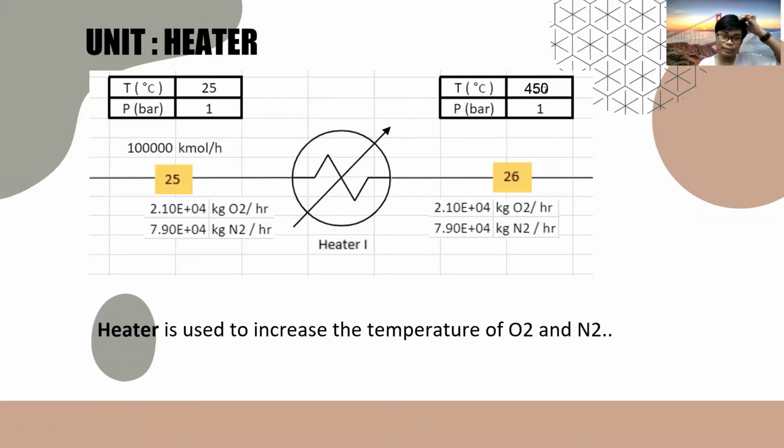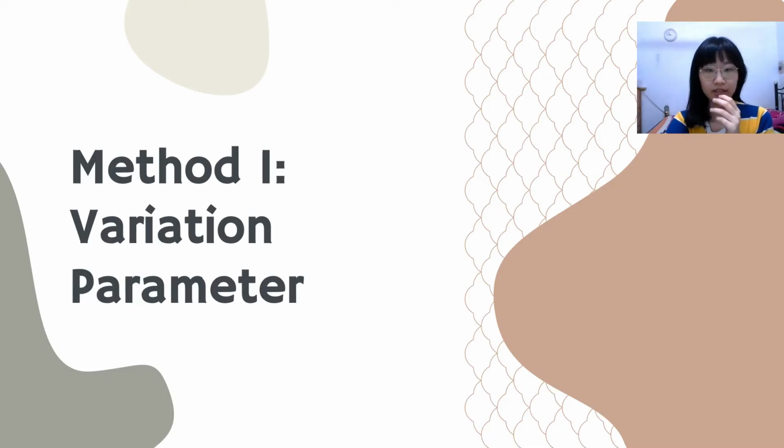So this is our unit, the heater, and in our project, the heater is used to increase the temperature of oxygen and nitrogen from 25 degrees Celsius to 450 degrees Celsius. My name is Yap Jia Nie, matrix number 207158. So to solve the problem for our heater, the first method we use is variation of parameters.